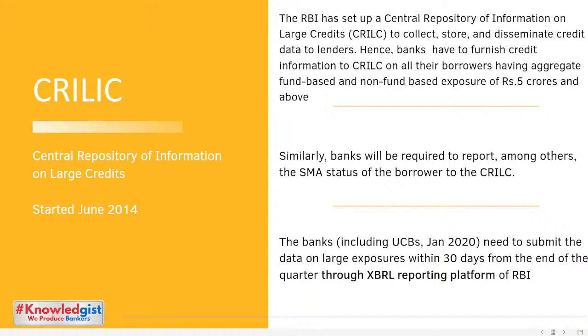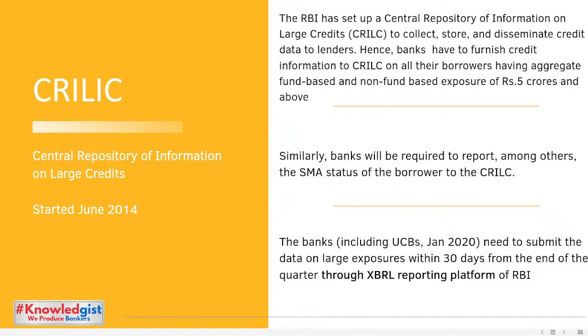Hence, banks have to furnish all credit information when they give a loan above rupees 5 crore. So what is large credit? Any loan exposure, any loan or advance above 5 crore is treated as large credit, and the one registry to register all the large credit is CRILC. Okay. So it started in June 2014.